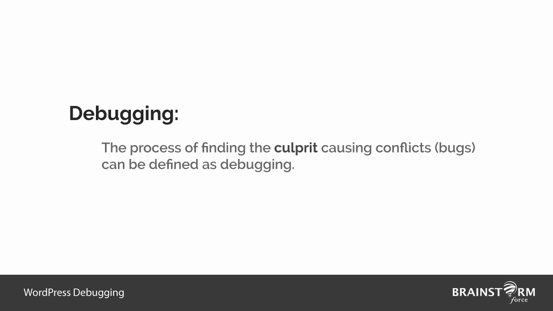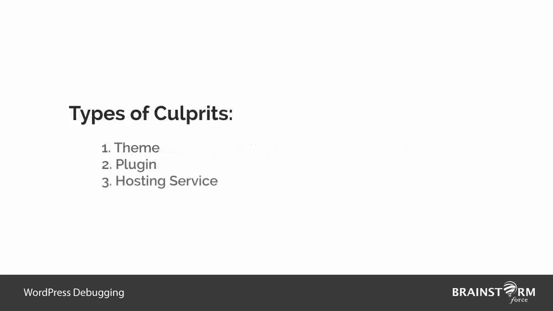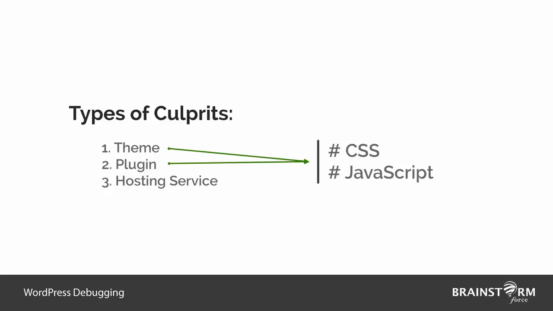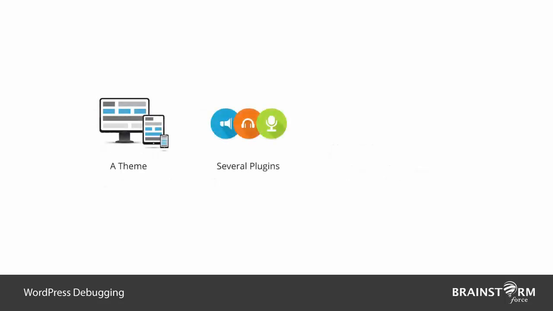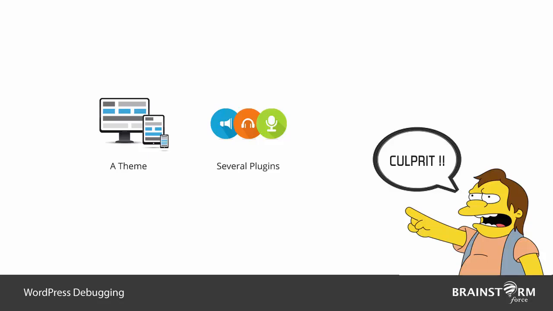And hence we're going to discuss the types of culprits that you need to detect first and then proceed to resolve the issue. The issues with the themes and plugins can be further divided into two types known as CSS conflict and JavaScript conflict, which are related to the code running in the backend of your website. I'll be demonstrating each type individually. So basically the culprits can be found either in the theme, in the plugin, or there might be an issue with the hosting service that you have taken for your website.